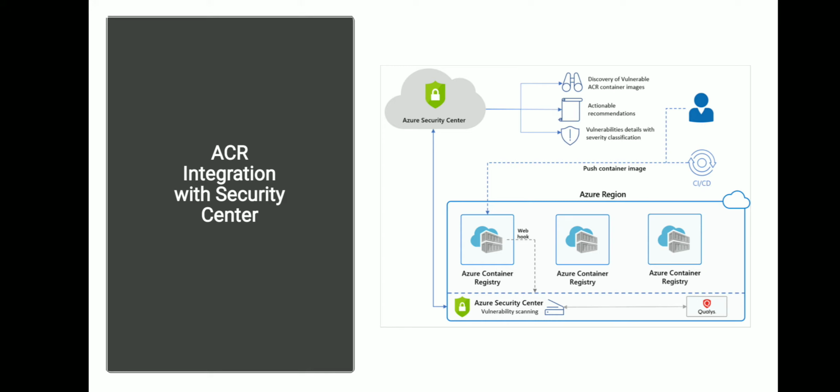Now, the second part, as you can see in the diagram, is that every time a new container image is pushed, it gets scanned by a vulnerability scanner named Qualys, and then it goes to Azure Security Center for analysis, and then it reflects vulnerability details with the severity classification. Security recommendations for Linux images with known vulnerabilities are published in the dashboard, and the Security Center also provides details for each reported vulnerability with the severity classification as mentioned.